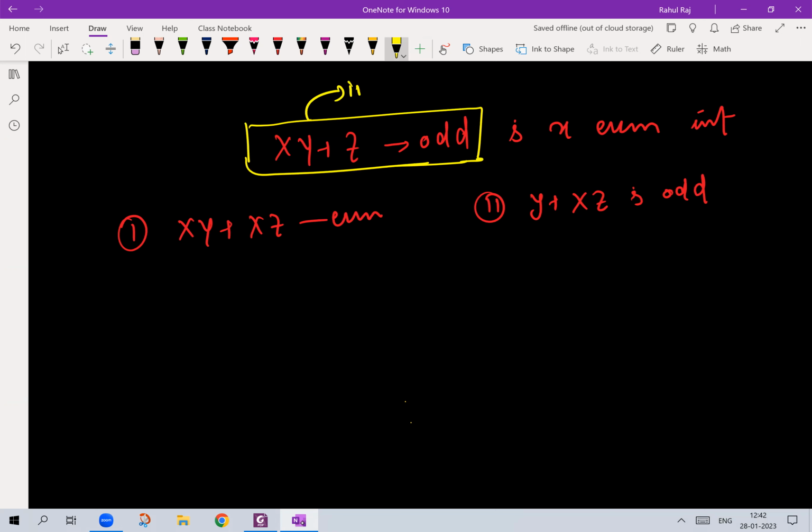Now, this information is not to beautify the question for sure. If there is some information given to you, it has to be used with statement number 1. It has to be used with statement number 2 as well. So this is common information that is given to you in the question.